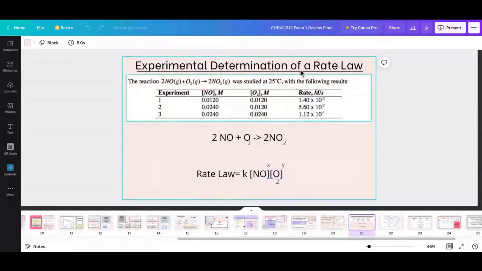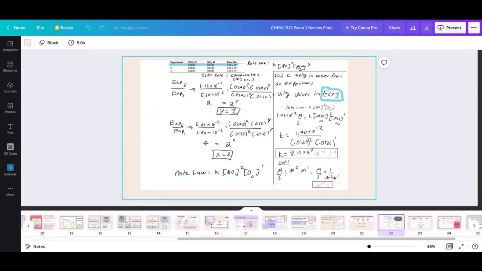Let's say we have this problem. This is an experiment that was done on a reaction, and we have this data. The reaction is 2NO plus O2 turns into 2NO2. We can write that the rate law is k times the concentration of NO to the power of x times the concentration of O2 to the power of y. So we have to do a bit of math here, and I posted my work on the next slide. It's a lot, but we can go through it together.